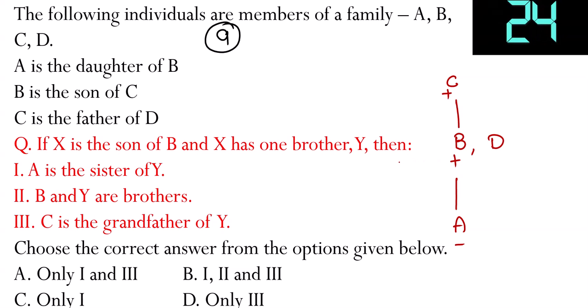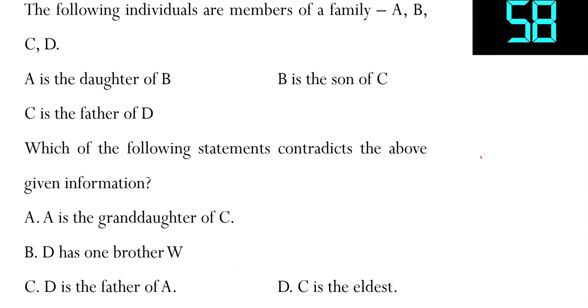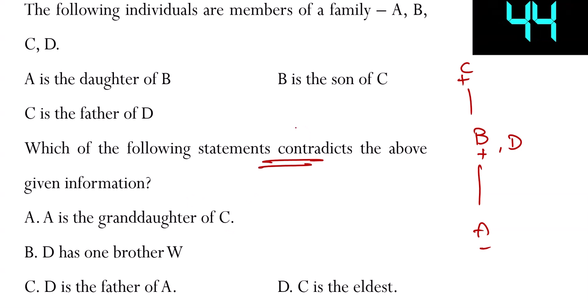Same question next also is there. A is daughter of B. B is son of C. C is father of D. So with respect to that, which is correct among the options? Contradicts means opposing, wrong. Statement contradicts the above information. A is granddaughter of C, correct only. D is father of A is contradicting. C is the eldest. Okay, fine. C is the eldest, fine.